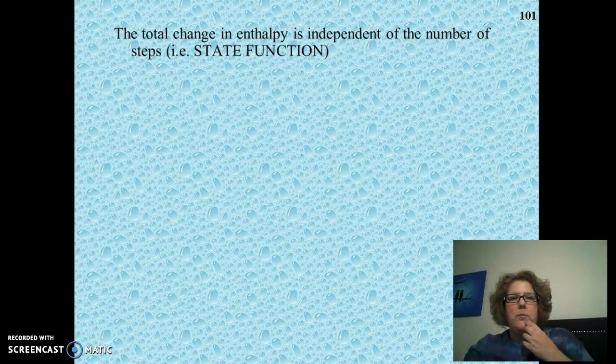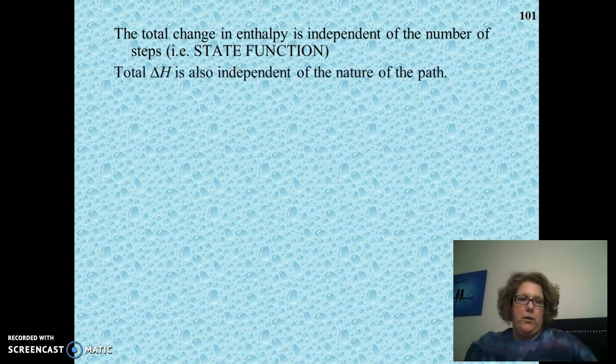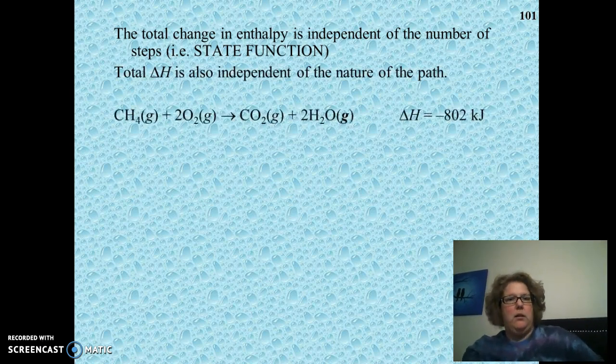All right, so basically this comes back to the state function thing. The total change in enthalpy of a reaction is independent of the number of steps. Whether you do it in 1 step or 12 steps, the enthalpy change will be the same. So that is by definition a state function. It doesn't matter how you get there. All right, so enthalpy is independent of the nature of the path.